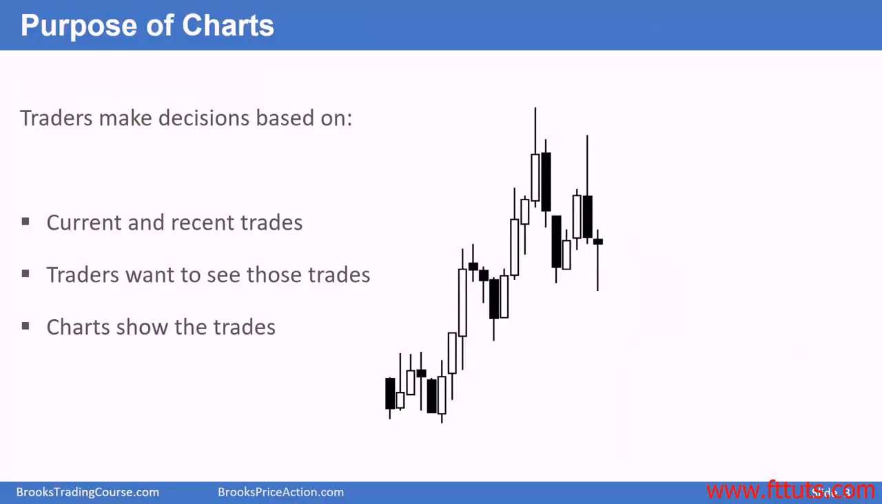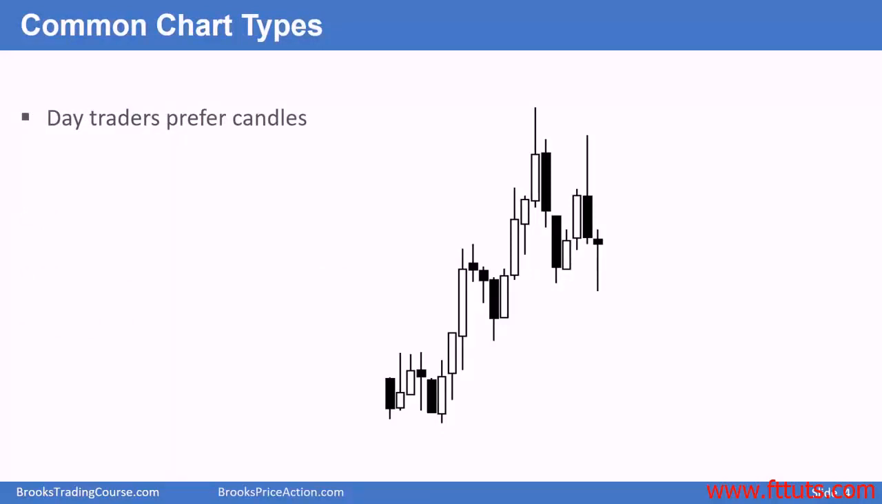Why use charts? What's the purpose of charts? A chart shows current trades and recent trades. So here are the current trades, and these are the recent trades. Traders want to see those trades because they can then formulate an opinion as to what the market will do in the future. That lets them know, should they buy, should they sell.